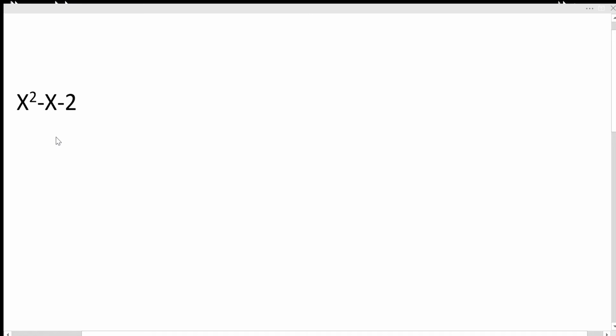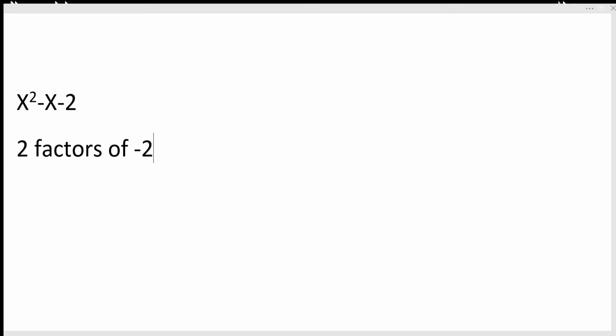Hello everybody, today we're going to be factoring quadratic expressions with no leading coefficient. So let's focus on this expression right here, x squared minus x minus 2. What we're going to be looking at is the last term, which is a negative 2. So what we need to find is two factors of negative 2 that have a sum of negative 1.